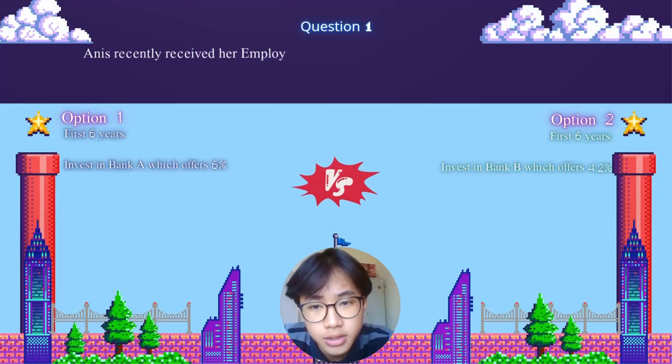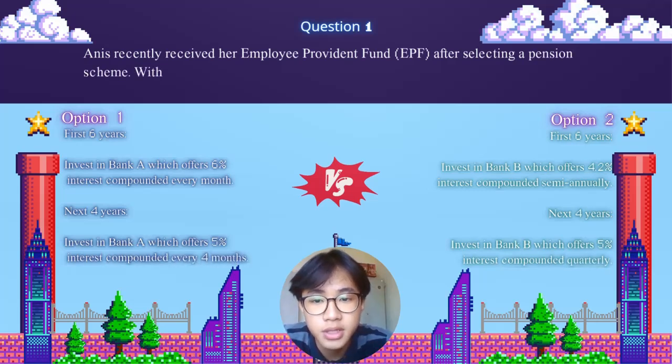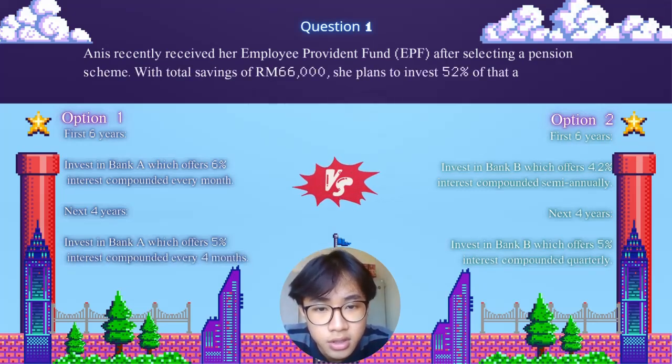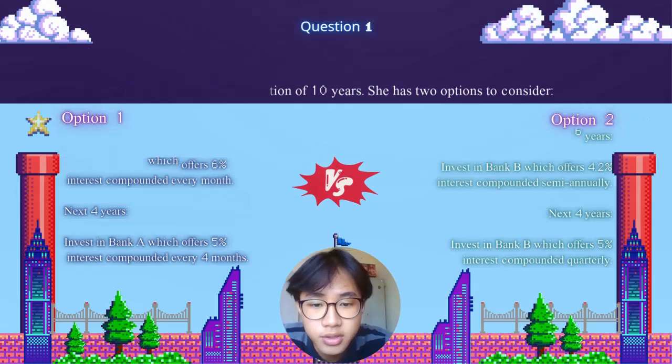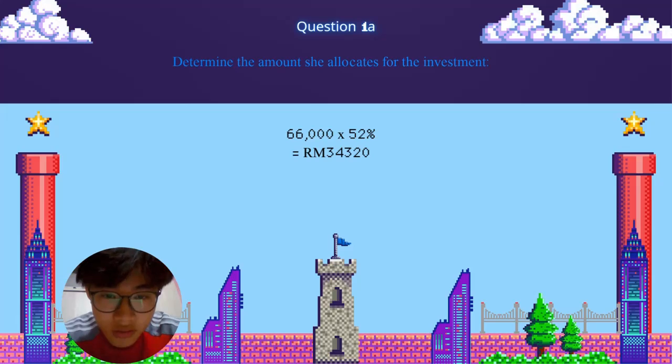Question 1. Anis recently received her employee provident fund after selecting a pension scheme. With total savings of 66,000, she plans to invest 52% of that amount in an investment scheme for a duration of 10 years. She has two options to consider. Determine the amount she allocates for the investment. 66,000 multiplied by 52%, and then we'll get 34,320 ringgit.